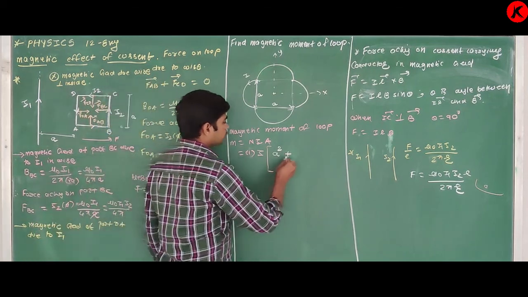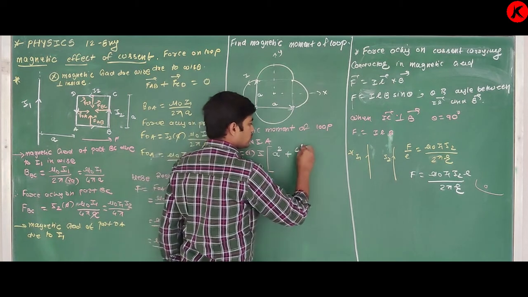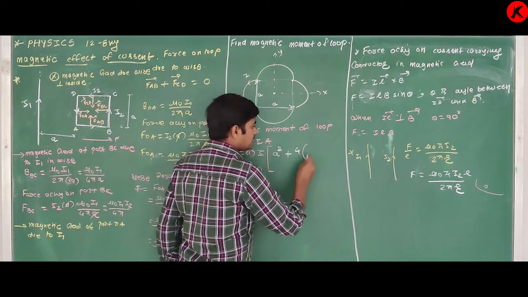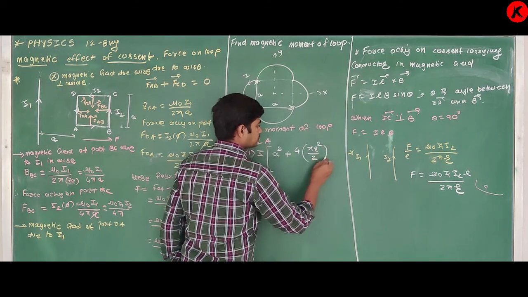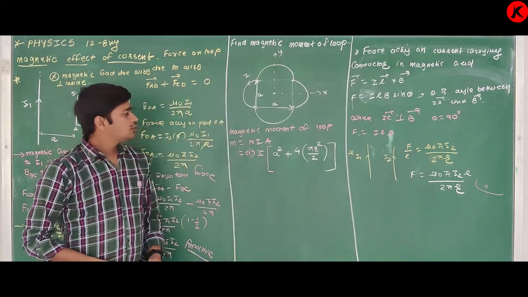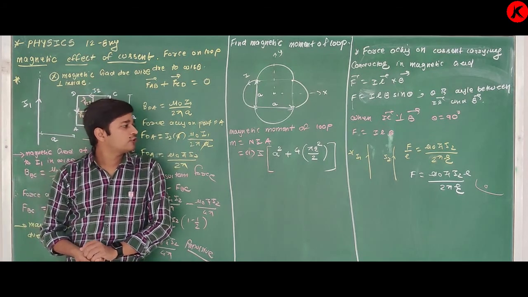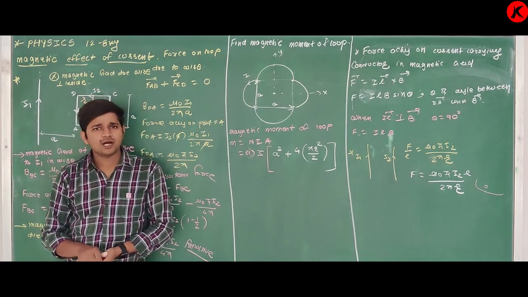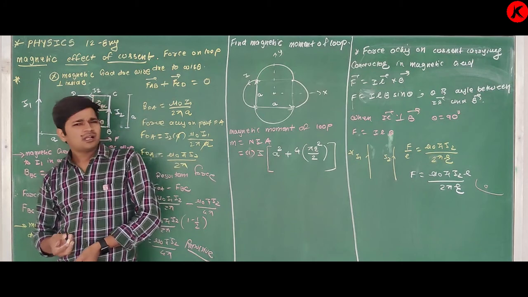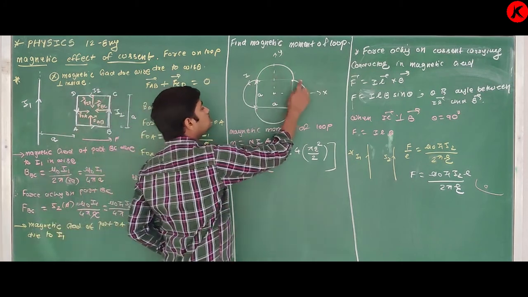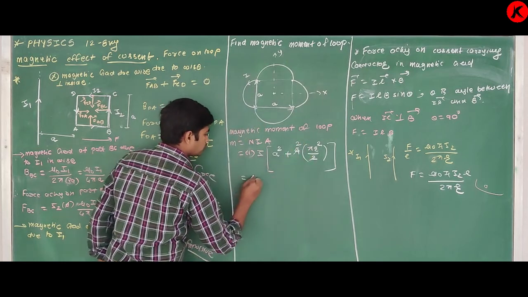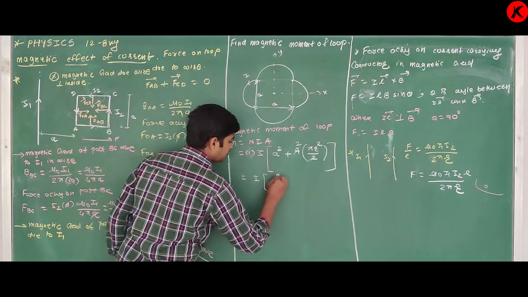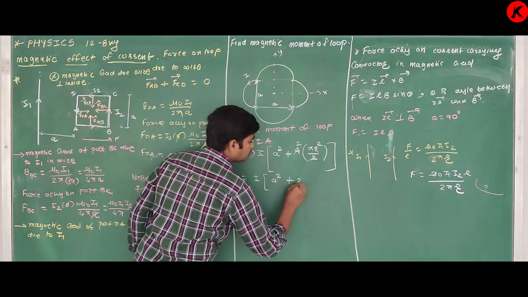But 4 are given, so it is 4 into pi r square by 2, because they are given semicircles. Or you can say it is 2 circles, so it is 2 into pi r square. So here it is A square plus 2 pi r square.